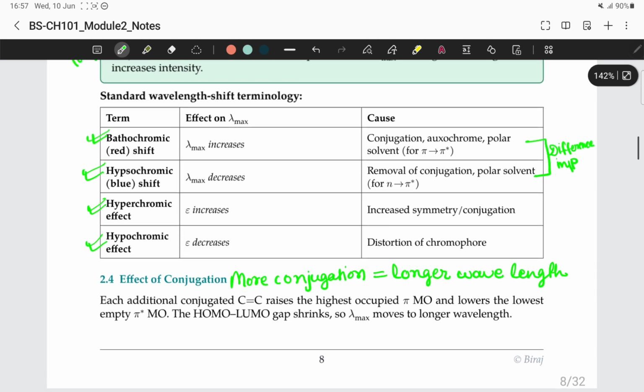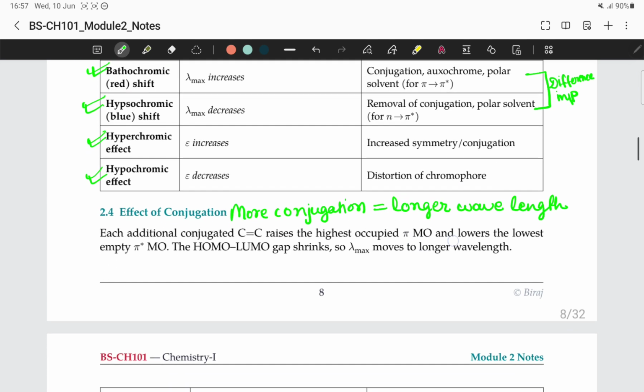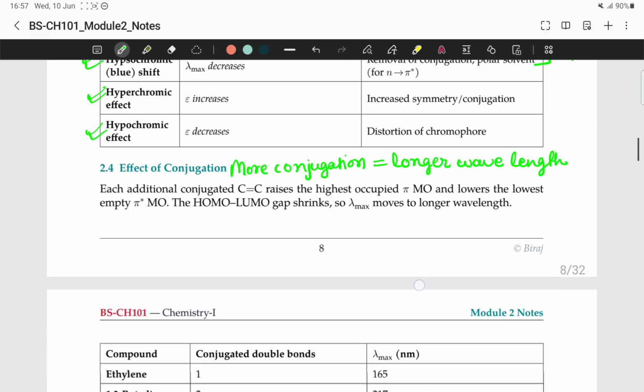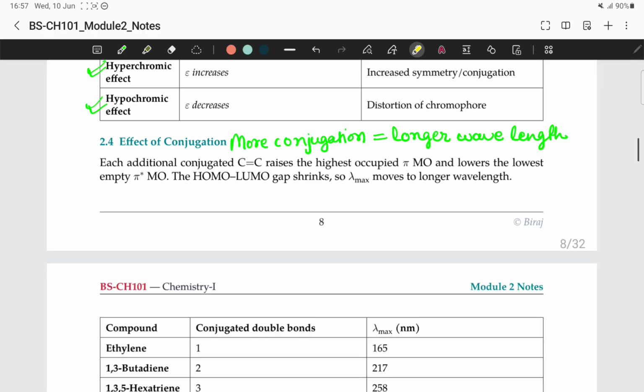Fine. So why, every time you add a conjugated C=C double bond to the molecular orbital system, do you think the wavelength expands? See, the thing is very simple. It raises the energy of the highest occupied molecular orbital, that is our HOMO. Mark it: your HOMO and LUMO. The story is that this raises the energy of the HOMO and lowers the energy of the LUMO. As a result, this HOMO-LUMO gap shrinks. So lambda max moves to longer wavelength.